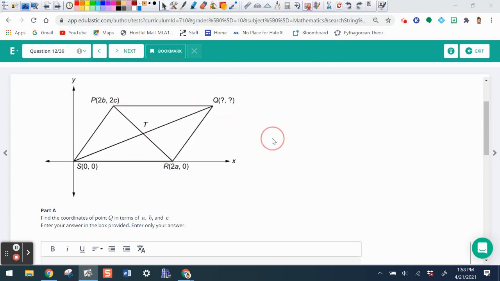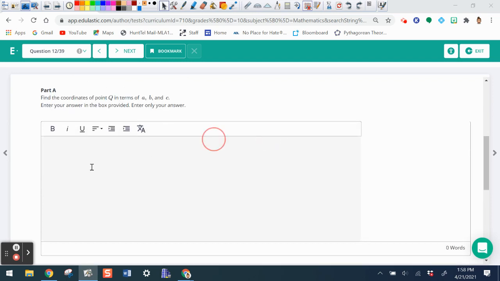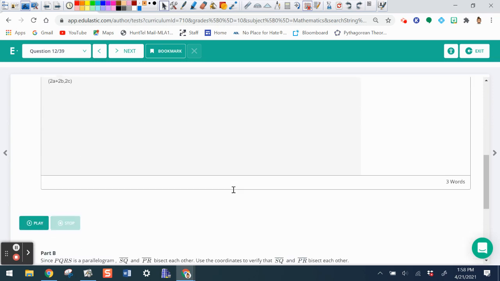So I'm going to show you how to put that in the box here. Parentheses, 2a. I don't think they have any special math functions on this one. 2a plus 2b, comma, 2c, and close parentheses.